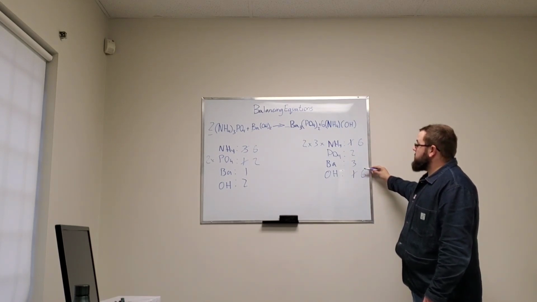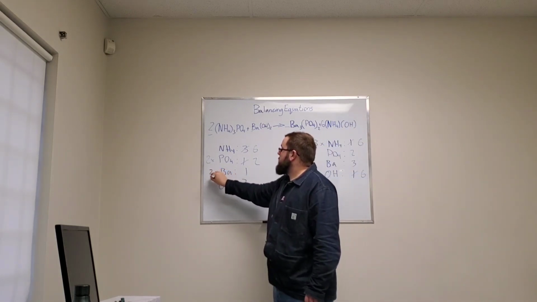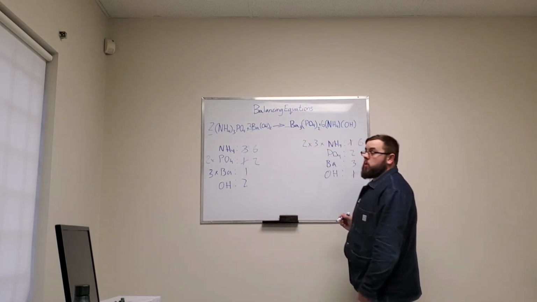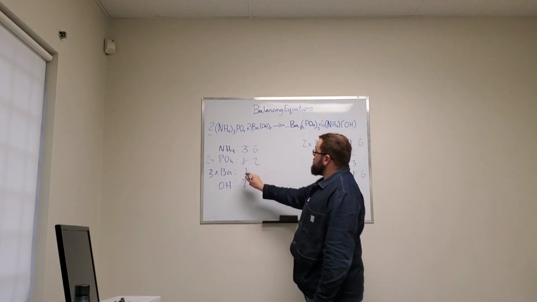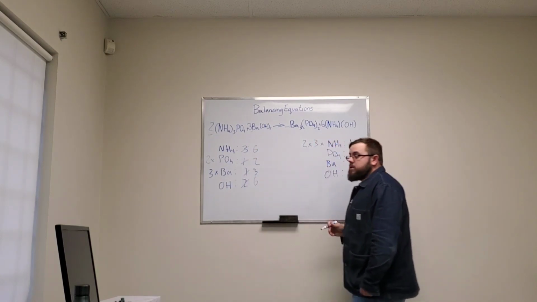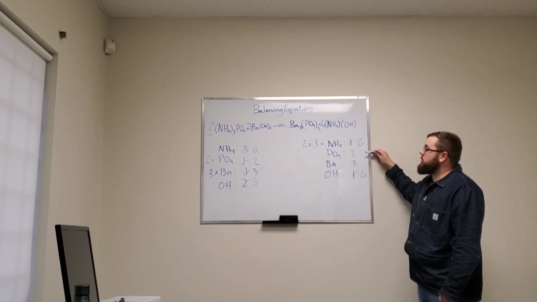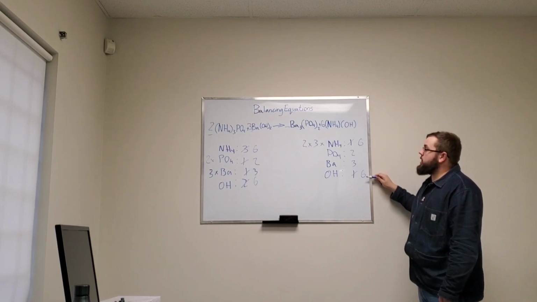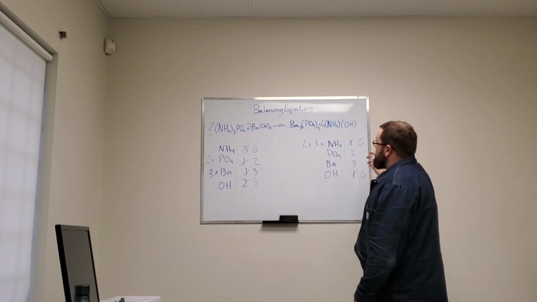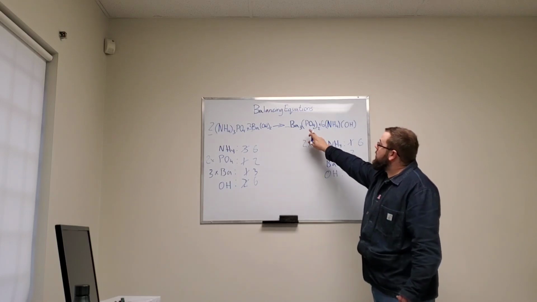Okay, let's look at the Bas. They are not balanced. So we can multiply this side by 3. So we're going to put a 3 up here. What happens when we multiply by 3 there? We're also going to turn this into a 3, and this goes 3 times 2 is 6. All right, so let's have a look. 6 and 6, 2 and 2, 3 and 3, 6 and 6. This is finally balanced.